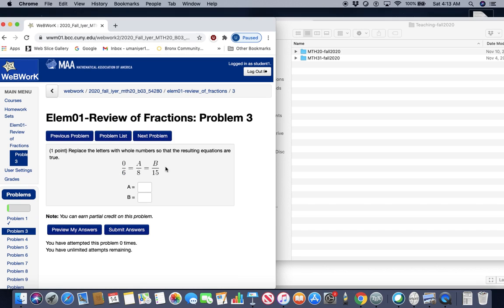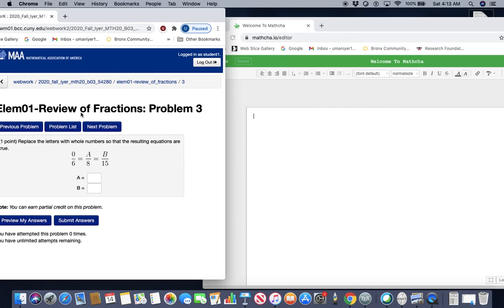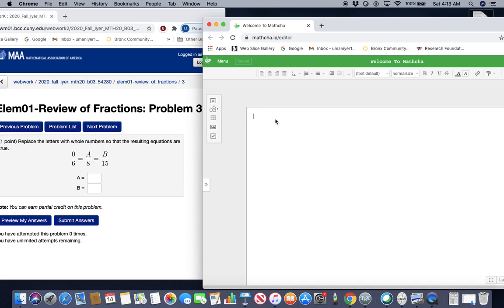Next question. Replace the letters with whole numbers. So A and B should be whole numbers. The way you would solve for A is you look at one equality. By the way, this is called a proportion. An equation of fractions is a proportion. You want to solve for A and B, so let's go through and write down the proportions.